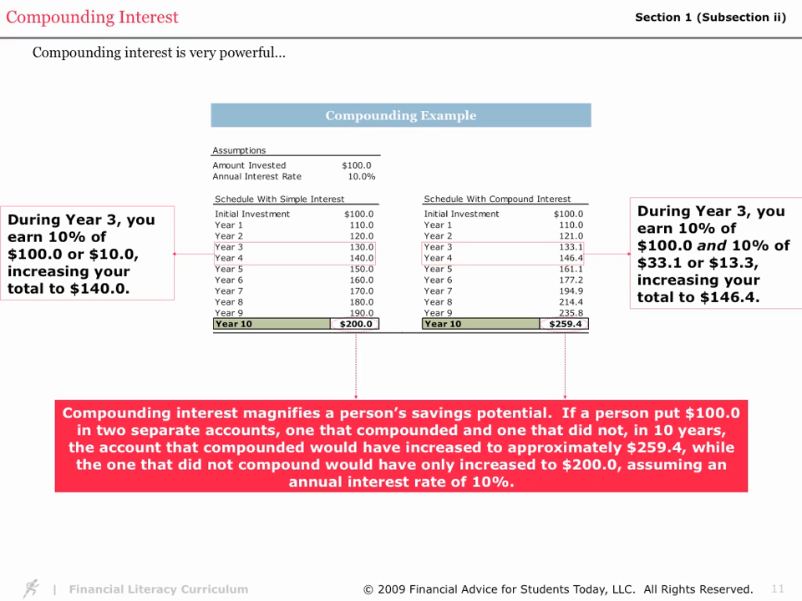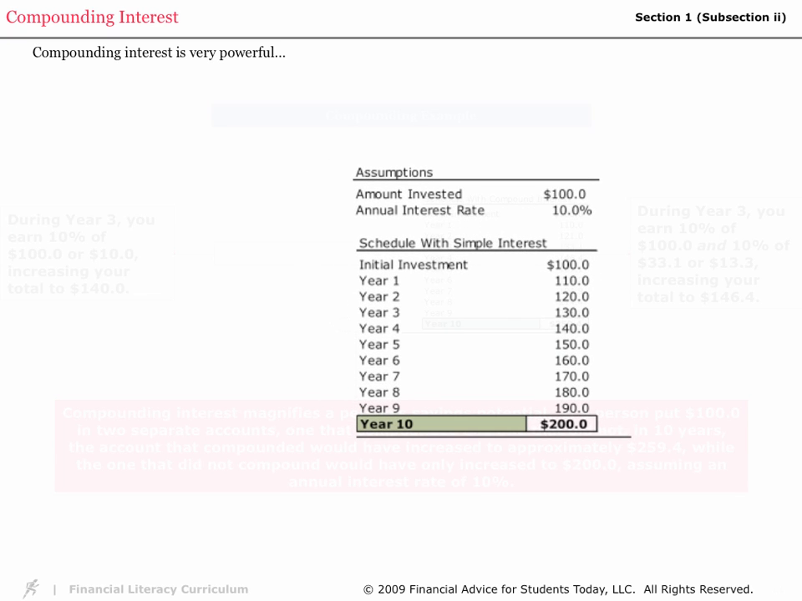Slide 11 compares compounding interest to simple interest. The purpose of this example is to show the students how compounding interest can make their money grow much more quickly than simple interest. The first table shows how a $100 deposit grows in an account with an annual interest rate of 10% using simple interest.